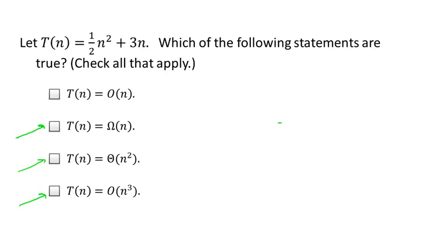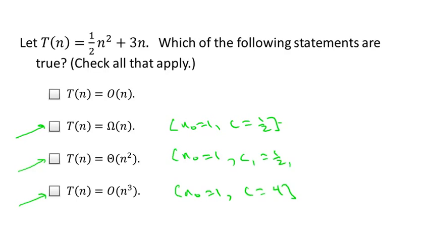Now, if you wanted to prove these three statements formally, you would just exhibit the appropriate constants. So for proving that it's big omega of n, you could take n naught equal to 1 and c equal to 1/2. For the final statement, again, you could take n naught equal to 1 and c equal to, say, 4. And to prove that it's theta of n squared, you could do something similar, just using the two constants combined. So n naught would be 1. You could take c1 to be 1/2 and c2 to be 4. And I'll leave it to you to verify that the formal definitions of big omega, big theta, and big O would be satisfied with these choices of constants.